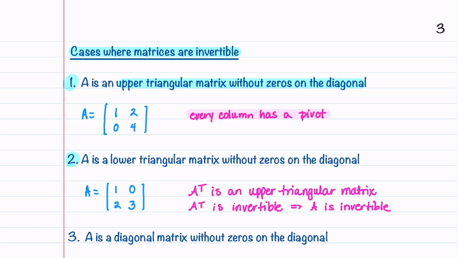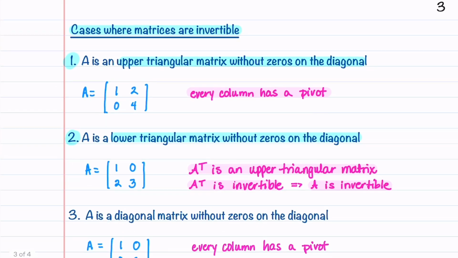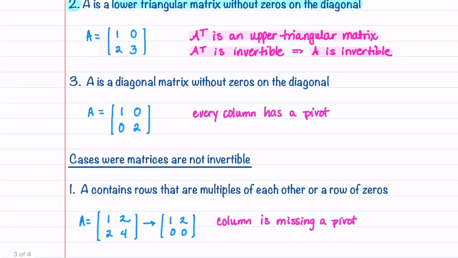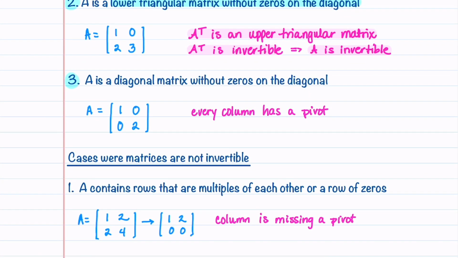In the case where A is a lower triangular matrix without zeros on the diagonal, such as the one I've listed here, we can know that A transpose is going to be an upper triangular matrix, and hence it's invertible, and then that tells us that A is invertible. In the case where A is a diagonal matrix without zeros on the diagonal, every column has a pivot, and the matrix is invertible.